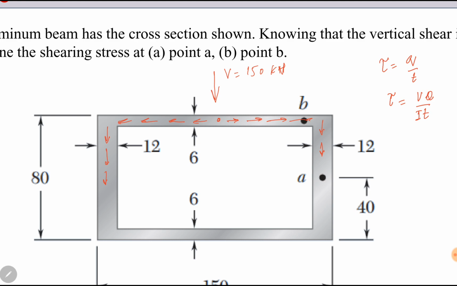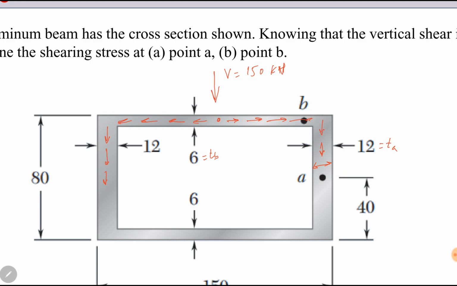Capital I is the same for the whole cross section. Capital Q and t are different for the two points A and B. Point B lies on this section. Thickness is 6, so t_B is 6, and t_A is 12. A lies on this part.